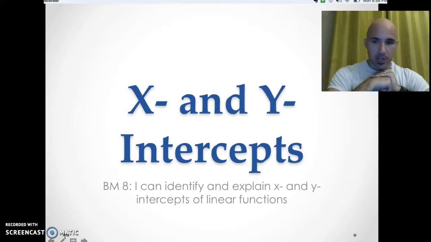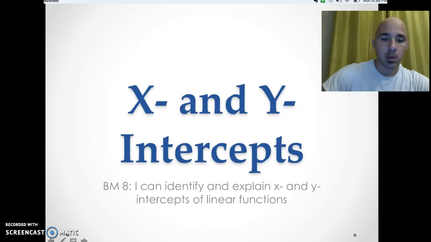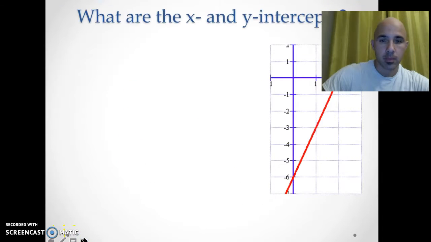You are learning benchmark number 8. I can identify and explain what x and y intercepts of linear functions are. All right, what are x and y intercepts?